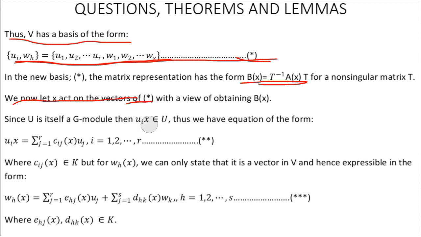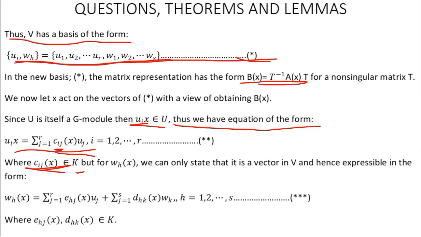Now we know that U itself is a G-module because it's a submodule. So if I pick an element from U and an element from the group G itself, it will satisfy this condition, right? Thus, we can form an equation that looks something like this, with the c_ij's from K. See what we've done there. Note that we're summing from i to r, because we're working with the U_i's.